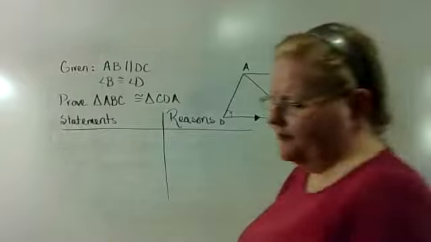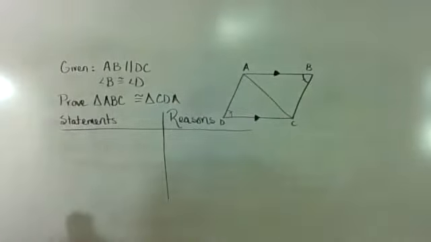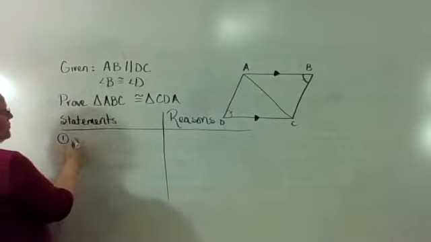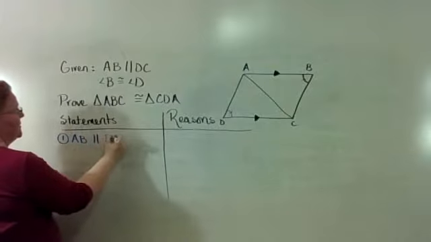So, let us begin. You always start a proof with what they tell you. So they gave us some stuff. The first thing I'm going to do is that AB is perpendicular to DC.